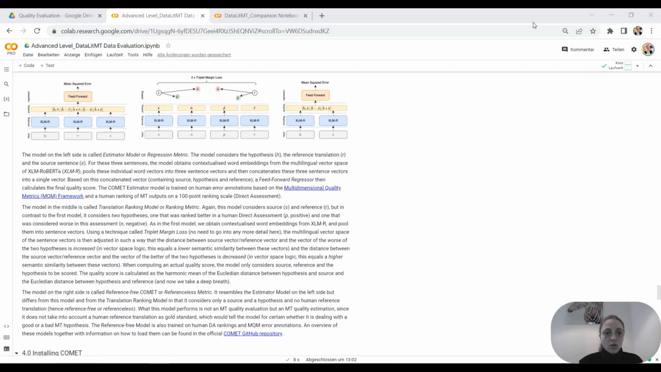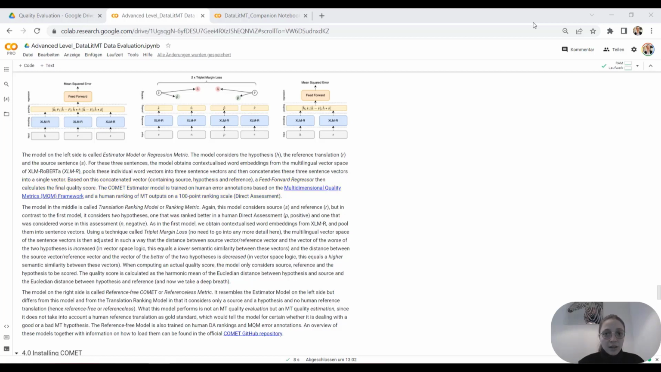So the COMET estimator model, the one on the left, is trained on human error annotations. So this is where we also have the human quality judgment. The error annotations are based on the Multidimensional Quality Metrics framework, the MQM framework. And we get a human ranking of MT outputs on a 100-point scale, considered the direct assessment.